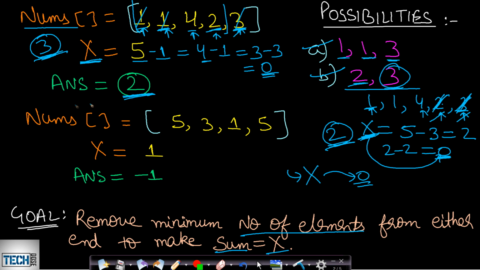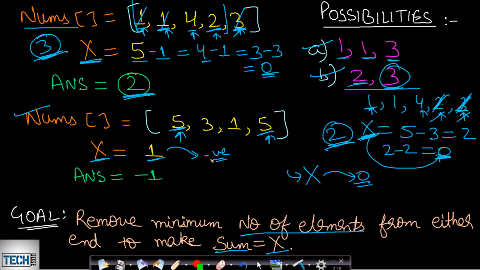Now if we take another example, let's say this is our nums array 5, 3, 1, 5 and our x value is equal to 1. Now in this case we want to convert this x to 0 by removing only the boundary elements. So the left boundary element is 5, the right boundary element is 5. So if you take any element, then your x will go below 0. It will go to some negative number.